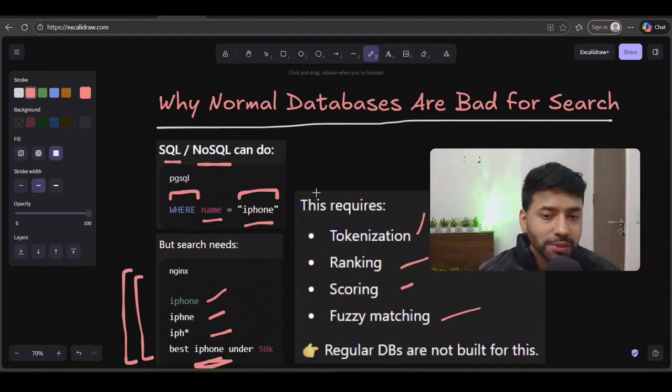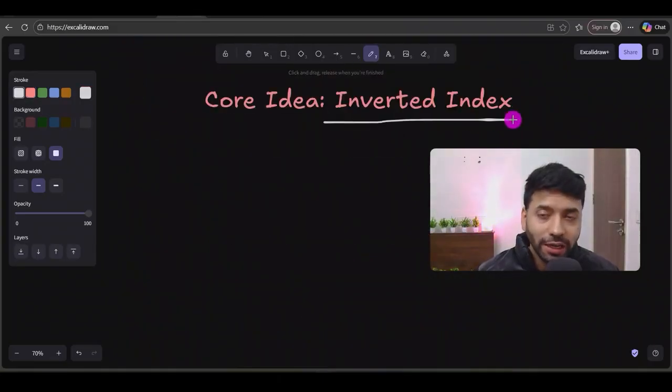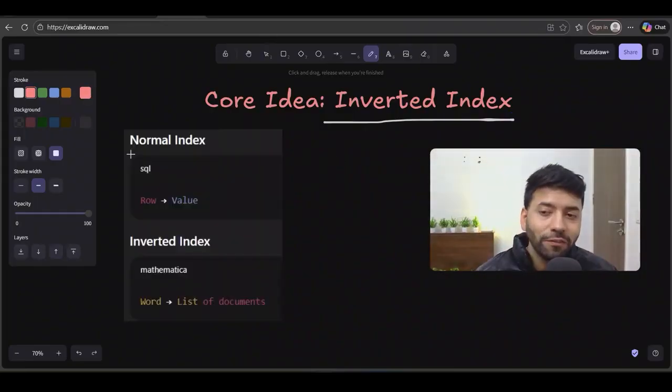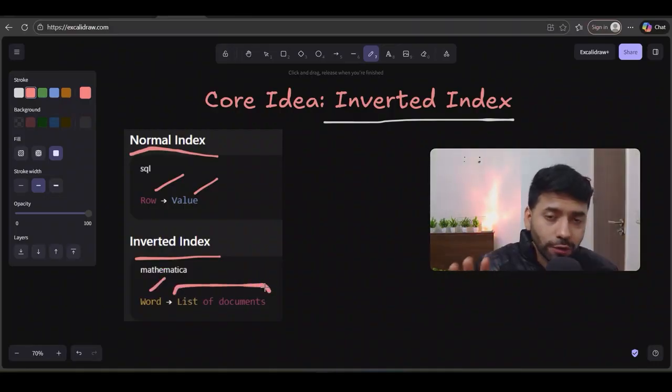Now the basic question comes: how is the search database able to do all this? The answer for that is using an inverted index. Now what is an inverted index? Let's try to understand that. When we talk about a normal index, it would be something like for a specific row you have a value, okay? But when we talk about an inverted index, for a particular word we will keep the list of documents. I know it might sound confusing, so let's try to understand this with an example.